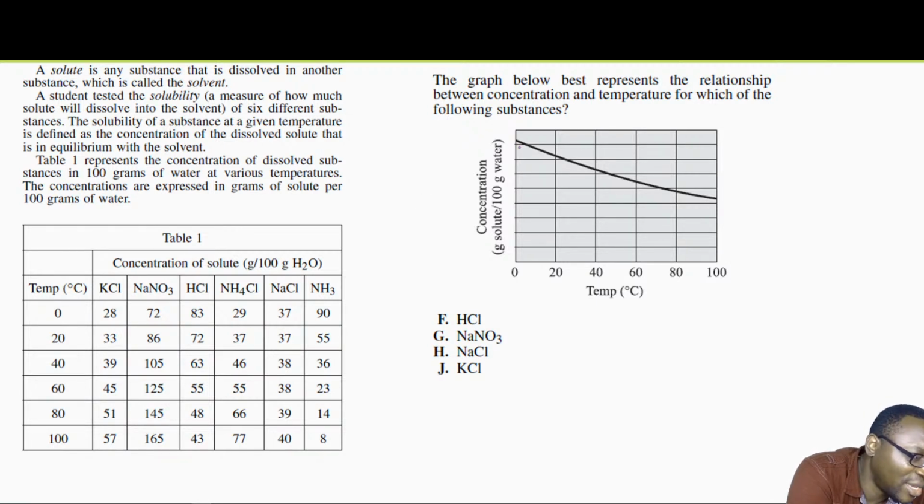So I can see that, okay, that's good. And then at 20, you see that's 72. So you can see that it's sliding down. And then at 100, what do you have for HCl? You have about 43. So I can see that that's a potential answer.